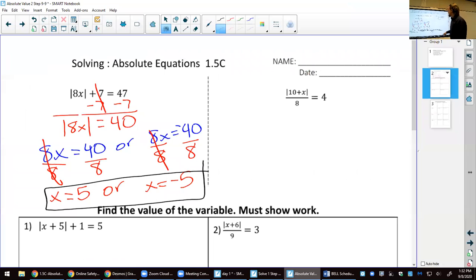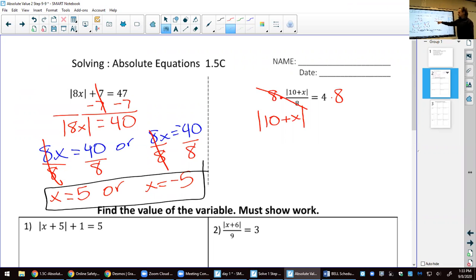All right, how about our second one? Same idea. We have absolute value of 10 plus x divided by 8 equals 4. I just want to get rid of this dividing by 8. So that's going to be my first step. To get rid of division, we need to multiply both sides by 8. So times 8. Those will cancel. It's going to leave us the absolute value of 10 plus x.